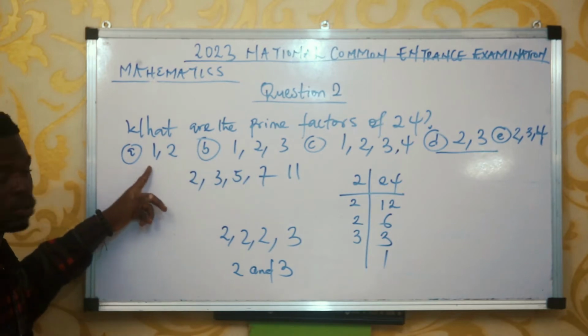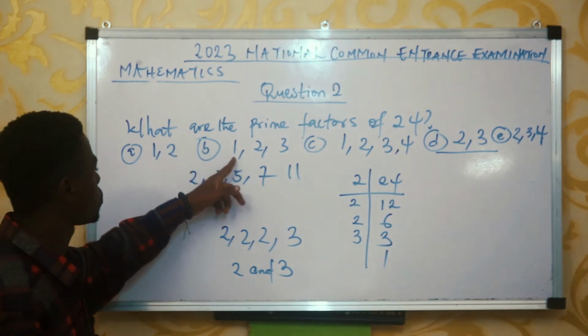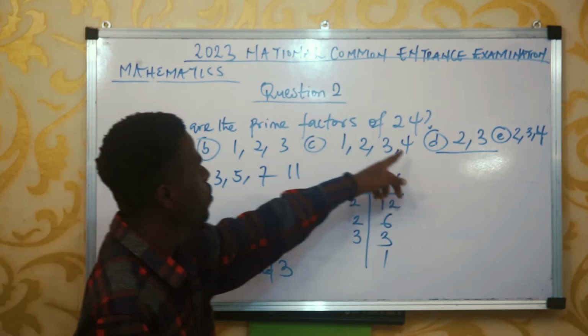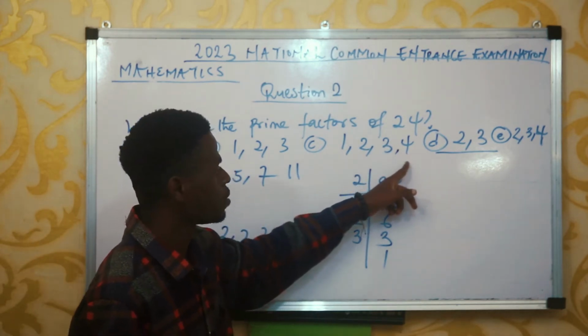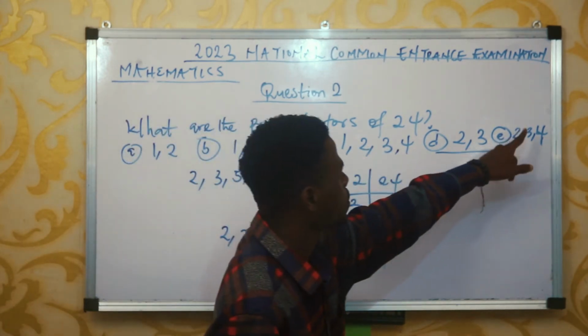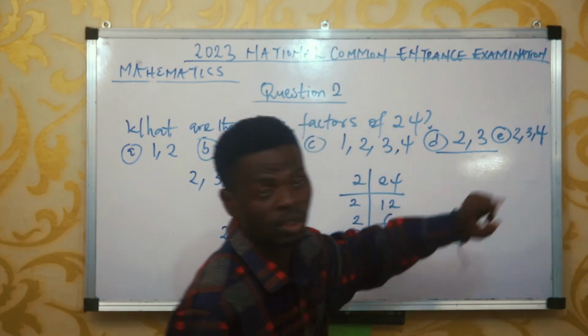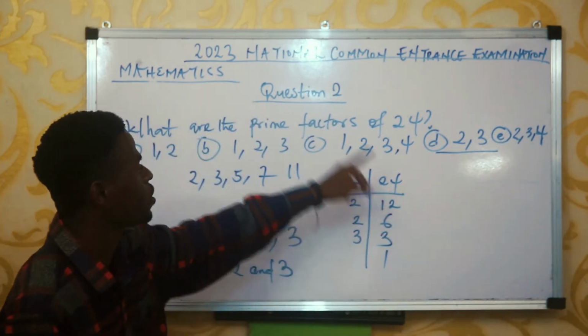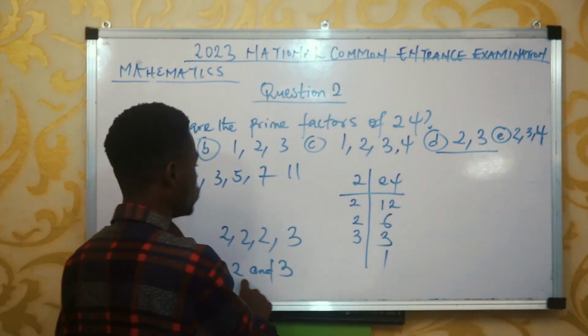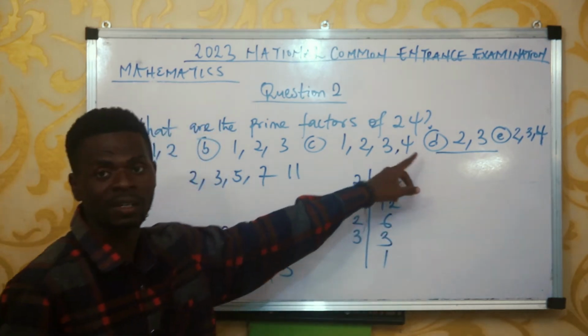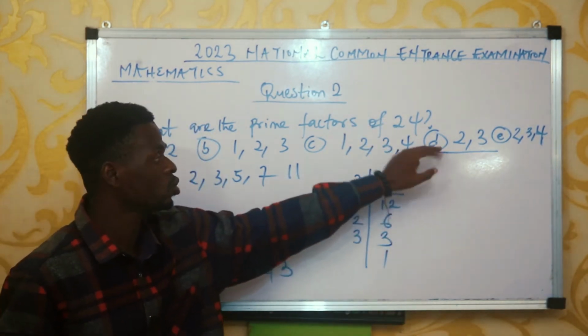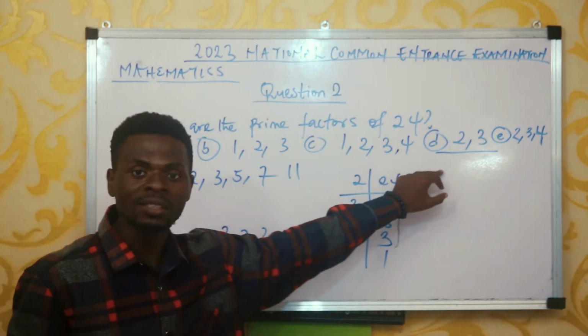1 is not a prime factor. Take note of that. 1 is not a prime factor, and 4 is not a prime factor. Okay, take note of that. Likewise, 4 here is not a prime factor. So the prime factor for this 24 is 2 and 3. So our answer here is 2 and 3. So the option here is option D. Thank you.